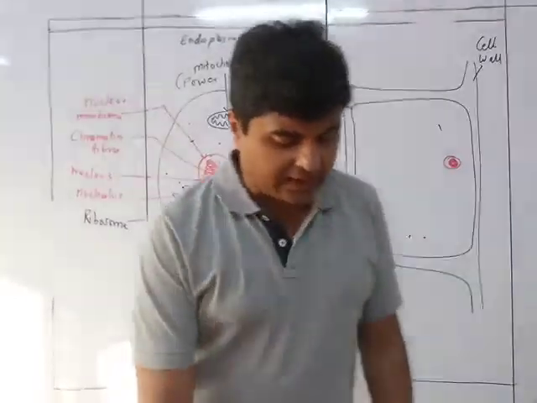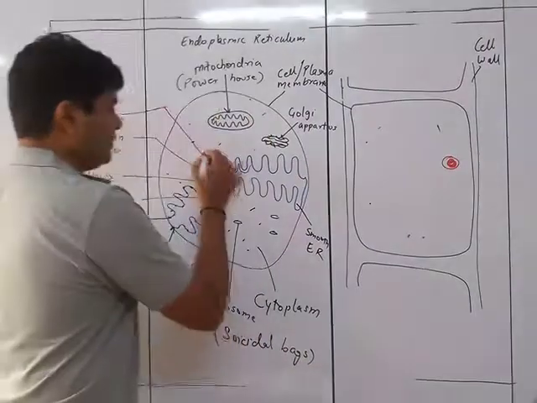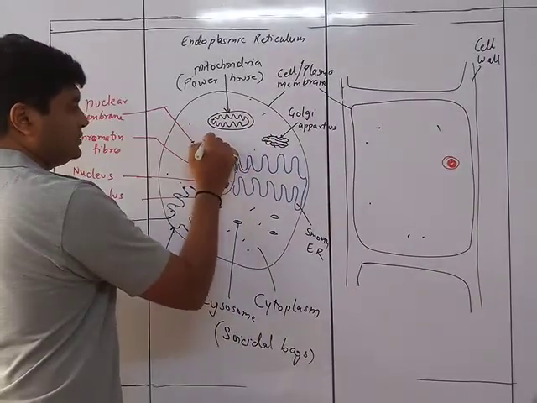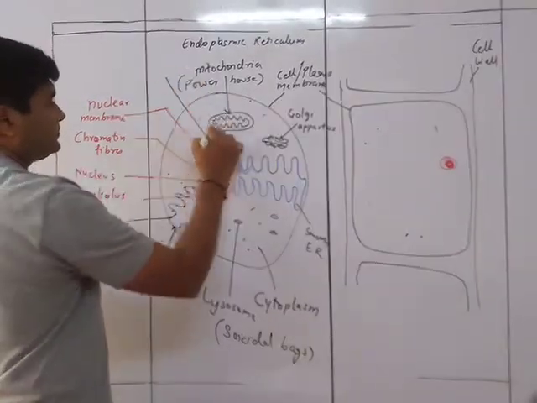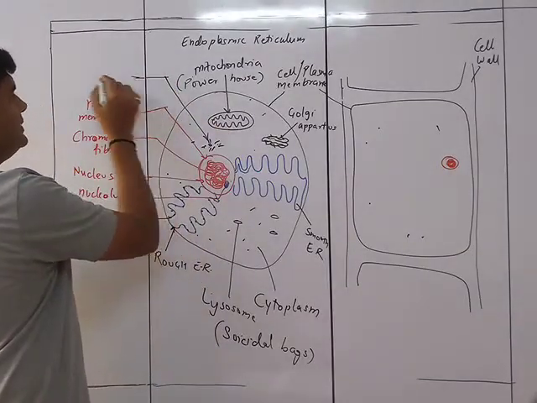Next we see are two structures over here. One, a star-like structure over here. This star-like structure over here is called centrosome.